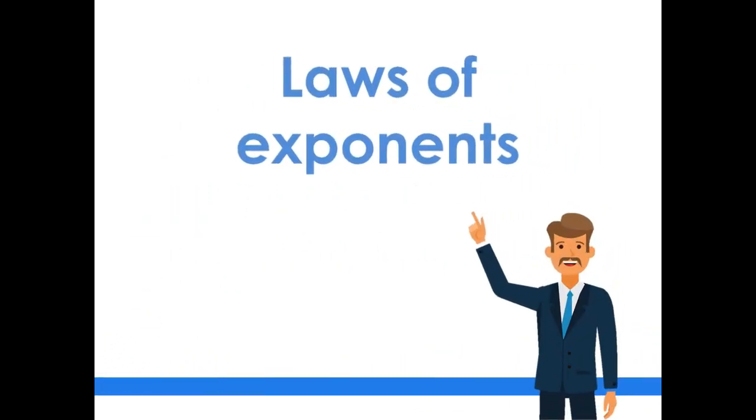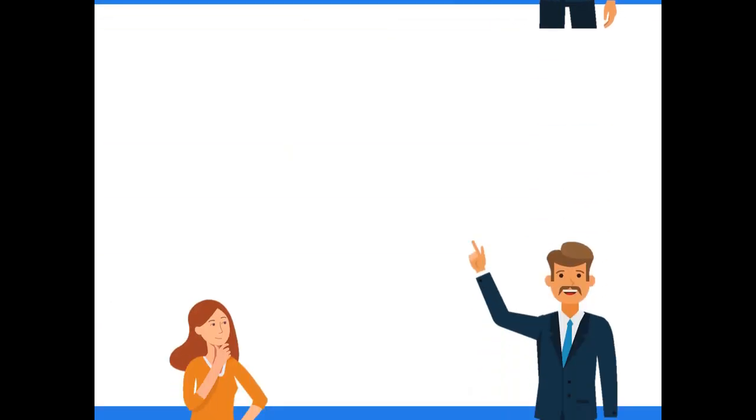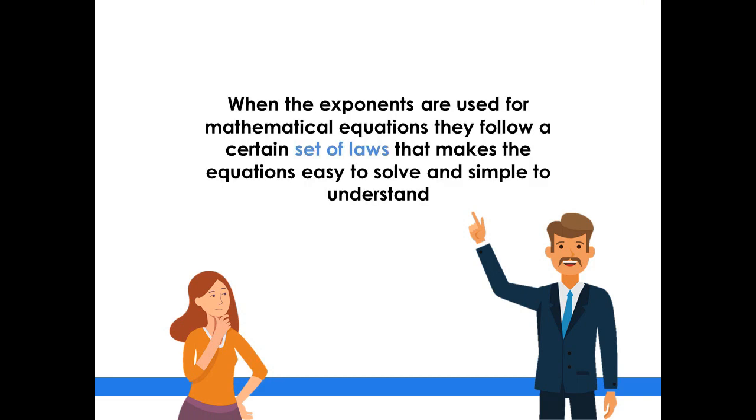Laws of exponents. Archimedes was the one who discovered and proved the law of exponents in his work, The Sand Reckoner. When the exponents are used for mathematical equations, they follow a certain set of laws that makes the equations easy to solve and simple to understand.